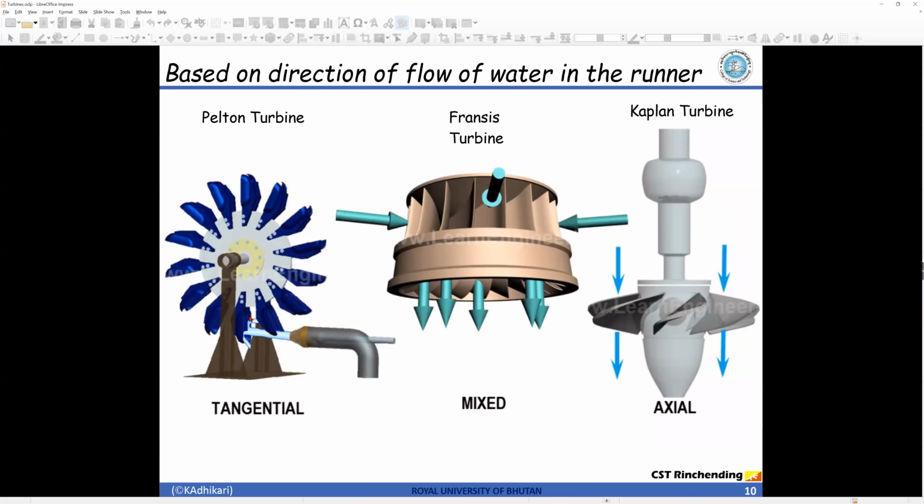So this is tangential type. Now, Francis is a typical type of a mixed flow. It is coming radially, but it's going axially. So that's why it is a mixed type flow.